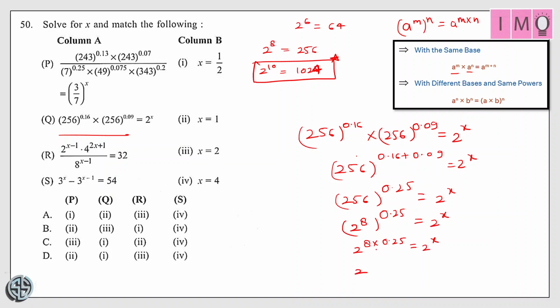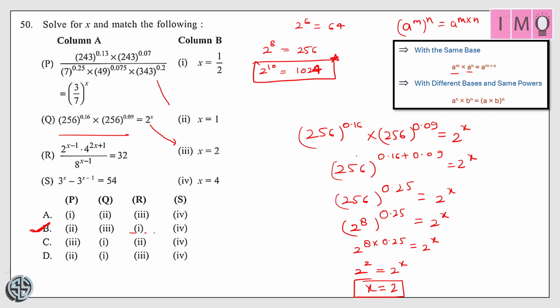Now when you solve, 25 8s are 200 and 2 decimals, so you will get 2. So you will compare with 2 to the power x. Now you can get the value of x as 2 here. So you can see it will be equal to the third option. So A was x equal to 1, A for second and Q for third. So option B will be definitely correct.